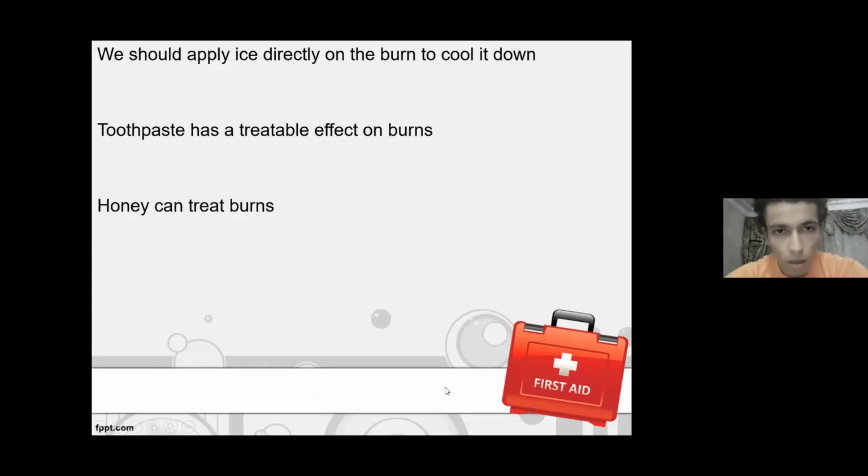First one: that we should use ice directly on the burn to treat it. Is it true or false? How long do I keep the tourniquet? The tourniquet will be held till the ambulance reaches you.